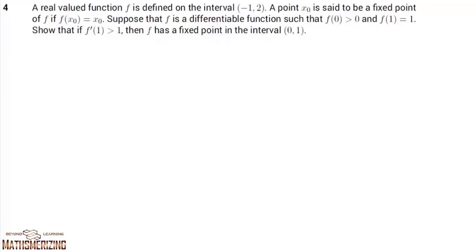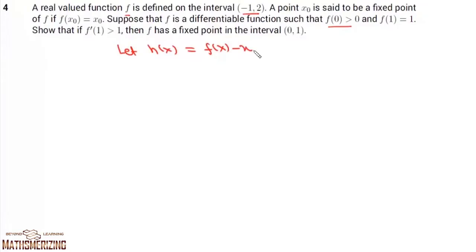Now the next question is, a real valued function f is defined on the interval -1 to 2. A point x0 is said to be a fixed point if f(x0) equals x0. Now suppose that f is a differentiable function such that f0 is greater than 0 and f1 is equal to 1. Show that if f dash 1 is greater than 1, then f has a fixed point in the interval 0 to 1.